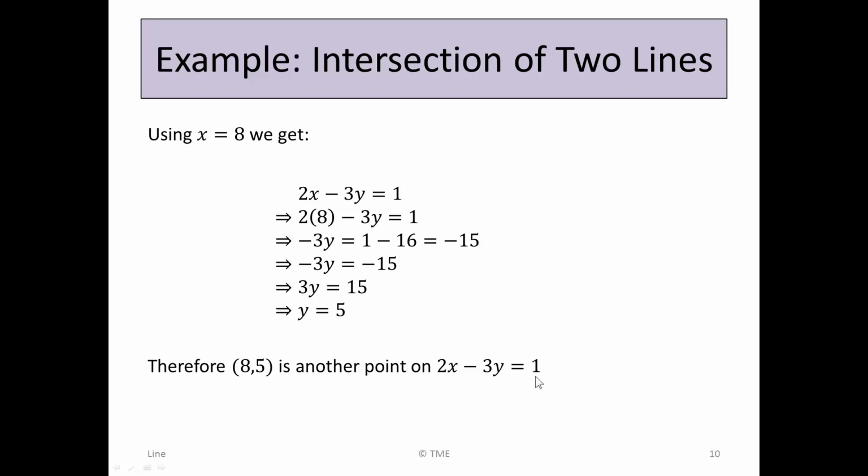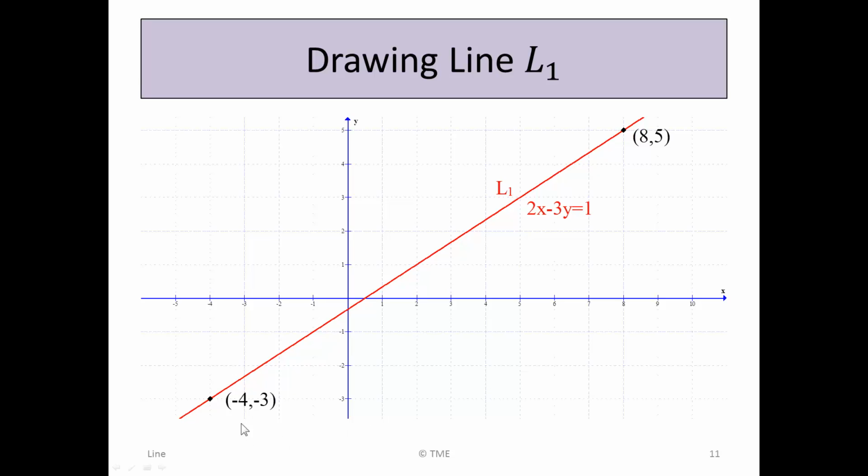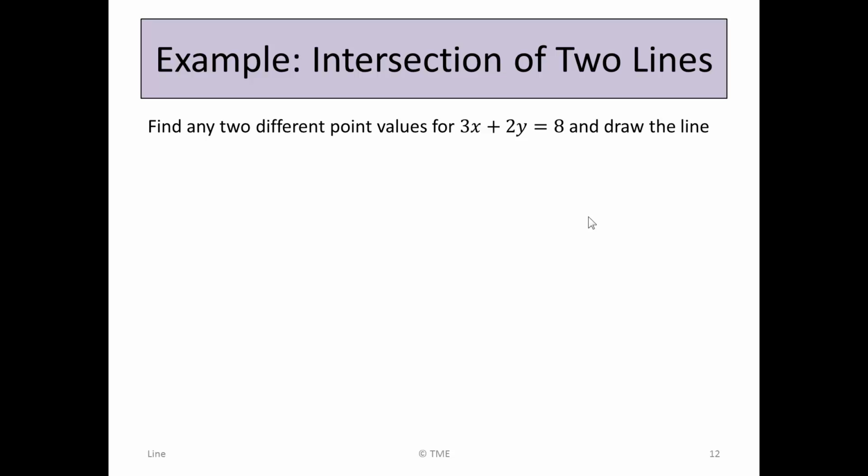So we now have two points, minus 4, minus 3 and 8, 5. We can plot them on the xy plane and join them up with the line segment L1 to represent the line 2x minus 3y equals 1. That's just the first line, L1. We'll go through the same process for L2.